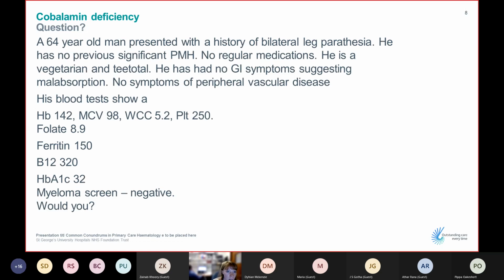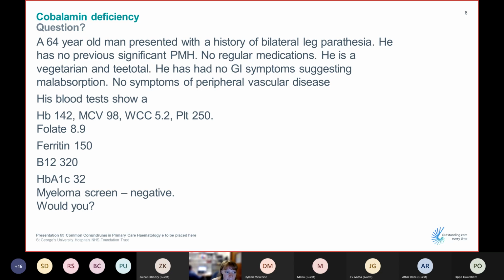So I just have a question for us to work through. There's a 64-year-old man who presents with a history of bilateral leg paresthesia. He has no previous past medical history. He's on no regular medications. He is vegetarian and teetotal. He has no GI symptoms suggesting malabsorption. He's got no symptoms of peripheral vascular disease.